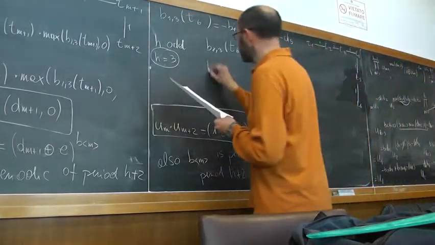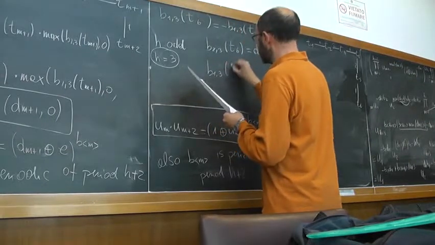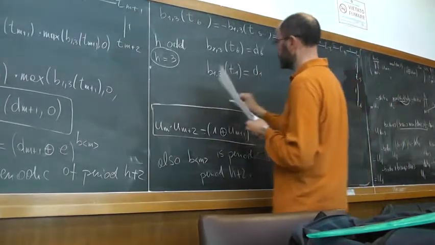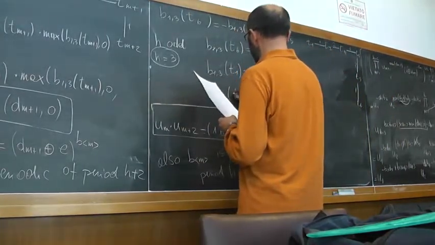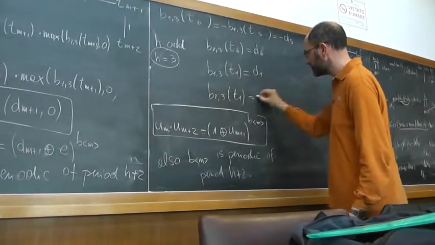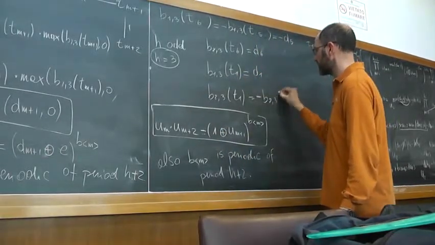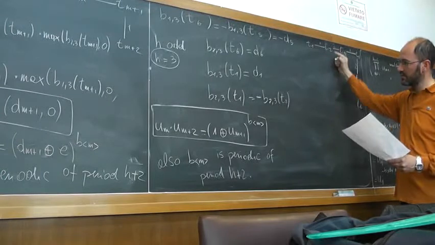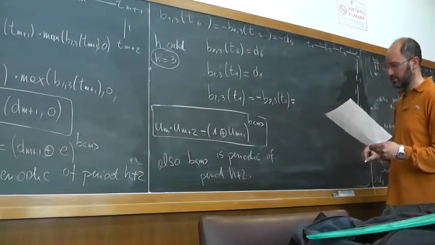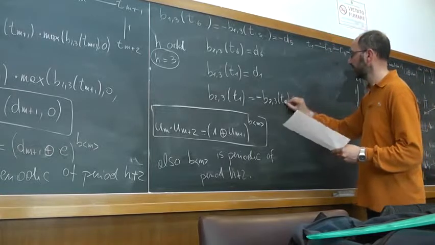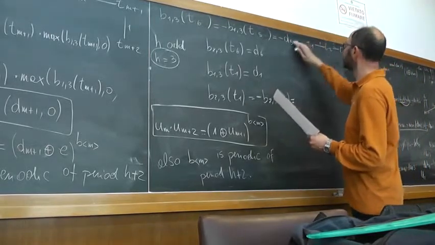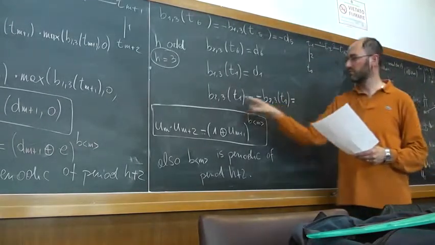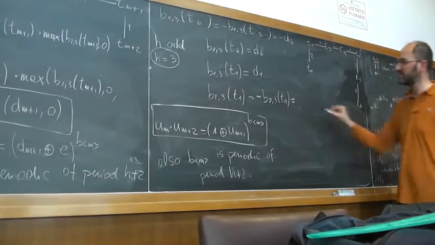Then B13 of T1, this is D1, and B23 of T1, this is minus B23 of T2. Actually, I need the index 2 to do the notation this way, which is D0.